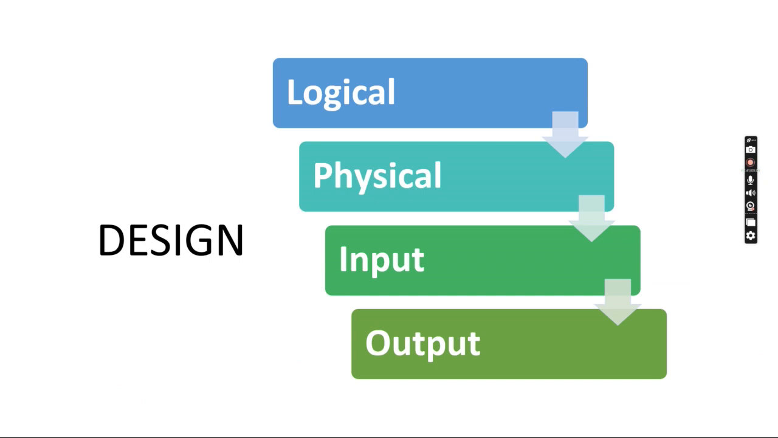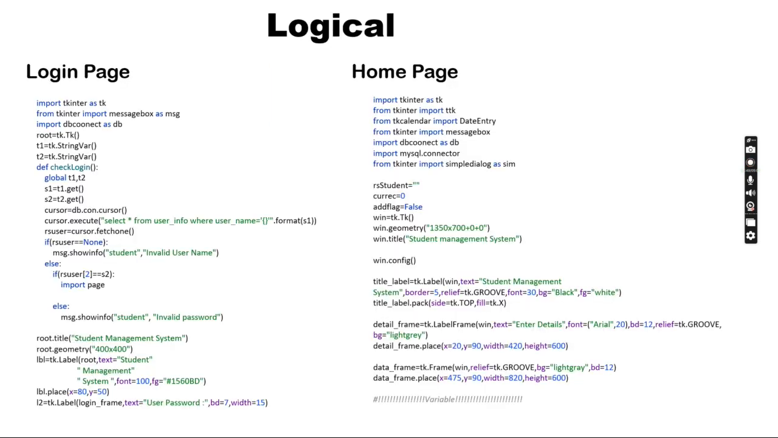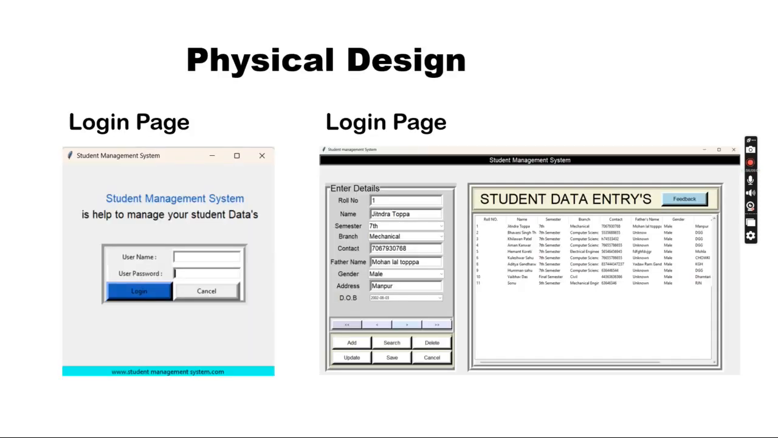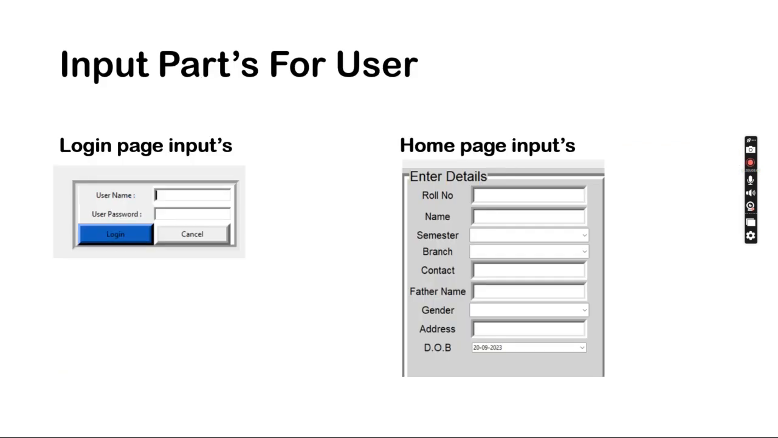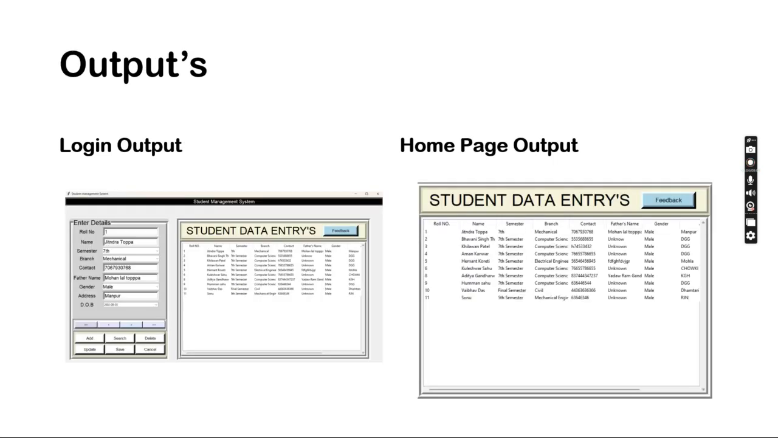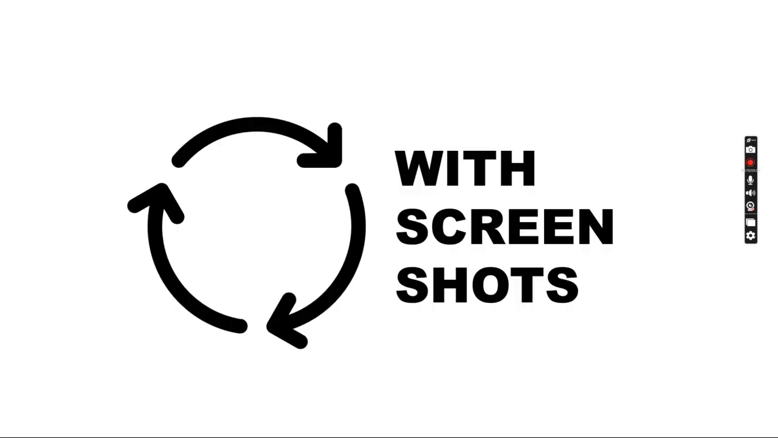So let's talk about design. The logical part, physical part, input part, and output part are used to make this design and to understand the design part. This is the source code, which gives us some outputs that look like this. The input parts for users look like this, and the home page also has input parts for users. When we put in inputs, we get outputs. So the login output looks like this, and the home page output looks like this.